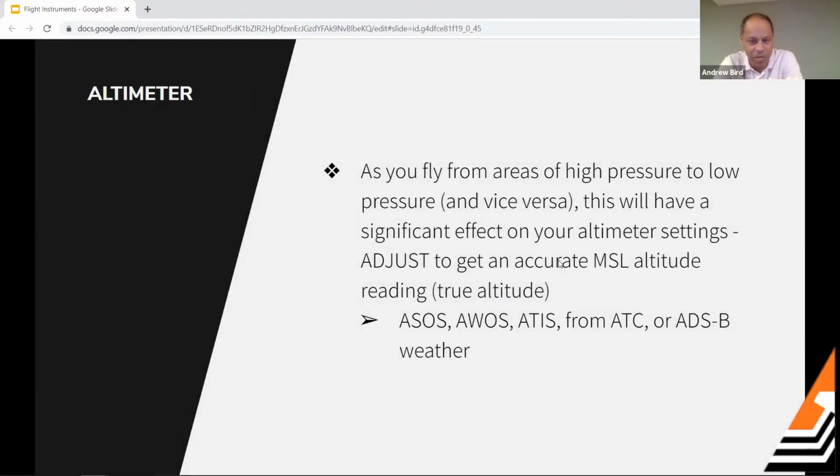Altimeters are pressure sensitive, right? As we fly from areas of high pressure to low pressure and vice versa, this is going to have a pretty significant effect on your altimeter settings. So we always have to adjust to get an accurate true altitude or MSL altitude reading, right? A couple ways you can do this while you're flying: you've got ASOS, AWOS, you can tune the ATIS. If you're getting flight following from air traffic control, they can provide that to you. Or, if you've got Sentry or Stratus hooked up in the back, you can get your ADS-B weather as well.